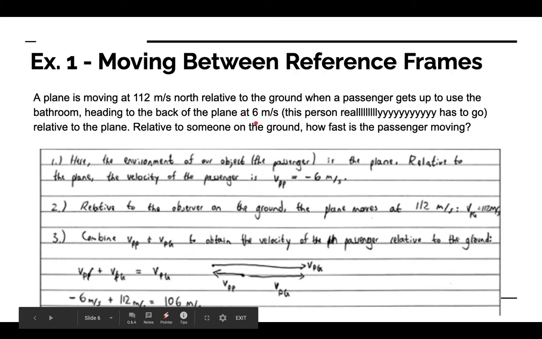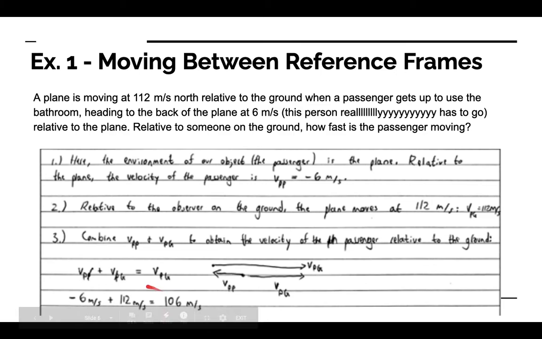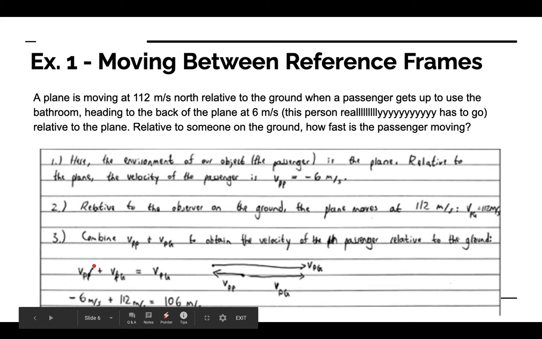But because in the plane's original environment they're heading to the back of the plane, their velocity is a little bit less than the velocity of the plane measured relative to the ground. A nice little mnemonic is that when we add the two velocities, the intermediary letters cancel out, and we're left with just the outer letters, which is the velocity we want. The person remains and the ground remains, which makes sense because we're looking for the velocity of the person relative to the ground. The intermediary letters, plane and plane, cancel out.